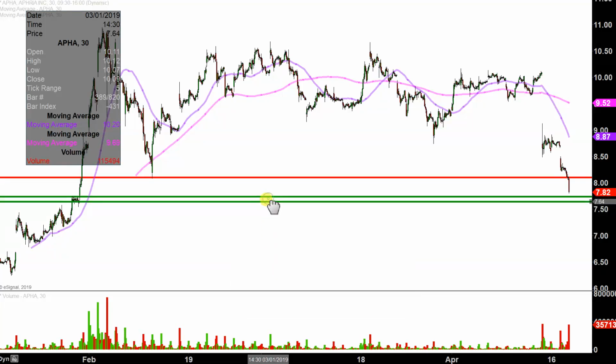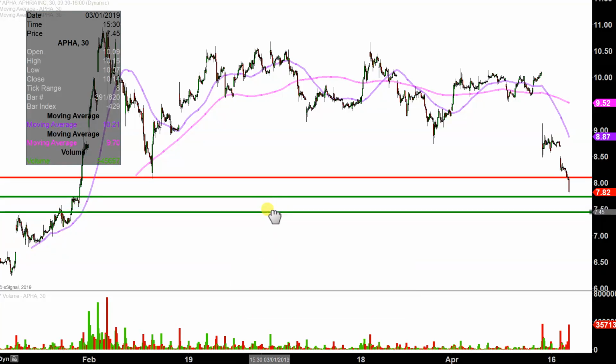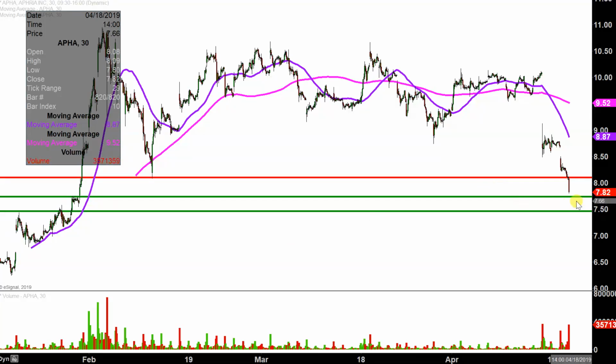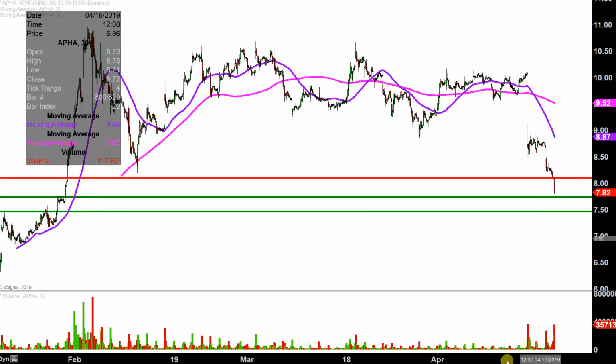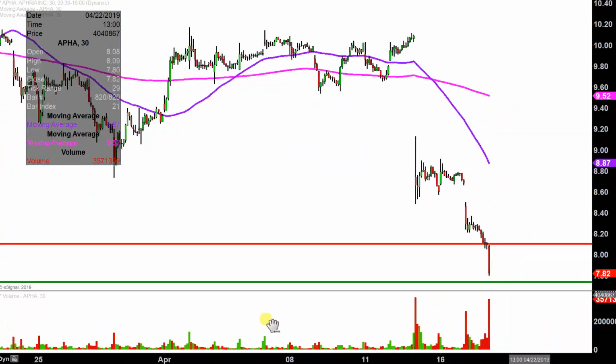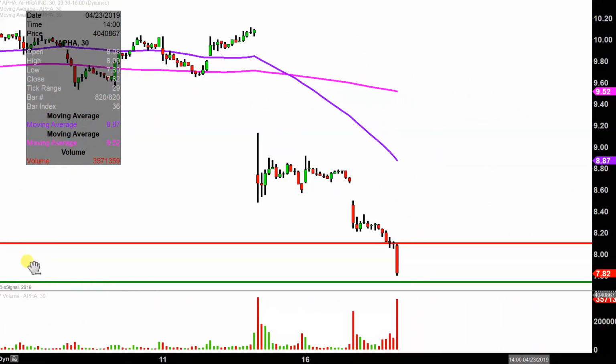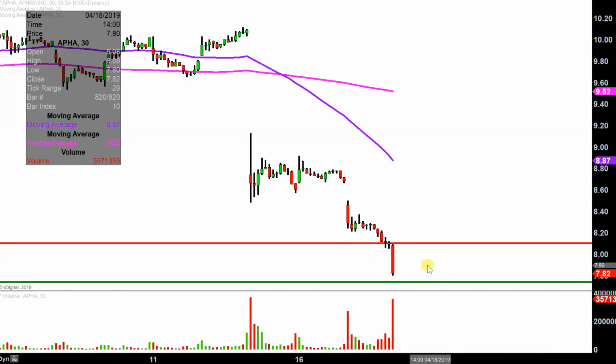If that level cannot hold up as support, the next key overall level is, give or take, right around the $7.50 mark. So keep an eye on those couple of levels, and we'll see what happens. But that final 30 minutes definitely was pretty rough on the day, and we'll see if this is just kind of a faulty breakdown and if the price can stabilize or not, or if this is the start of something much more bearish. Only time will tell.